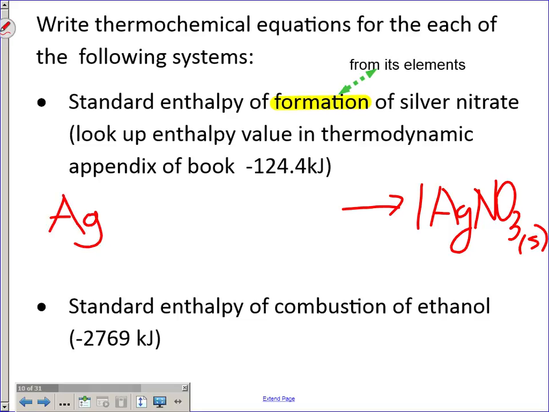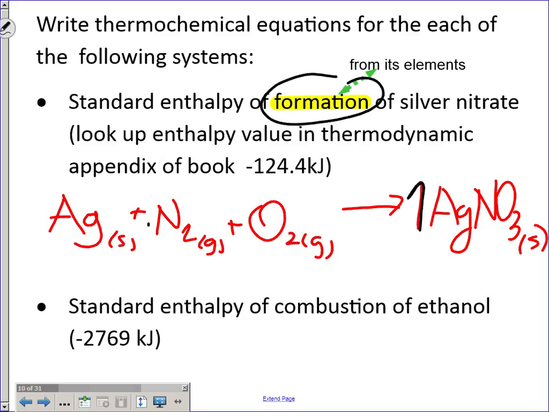Silver, what's the state at room temperature? It's a metal, right? Plus? Not nitrate, that's not an element. Oh, okay, nitrogen. How do I write nitrogen, what's that standard state? Gas, and oxygen, gas. And then what do I need to balance? What do I need coefficients wise? No. Remember, this is formation, so this has to be a 1. So you balance with fractions. So half of a nitrogen, 3/2 of oxygen. 3/2 times 2, the 2's cancel, you get 3, and you have a 3 here. So that's why they're a little different than normal. Standard enthalpy of formation of silver nitrate is this.